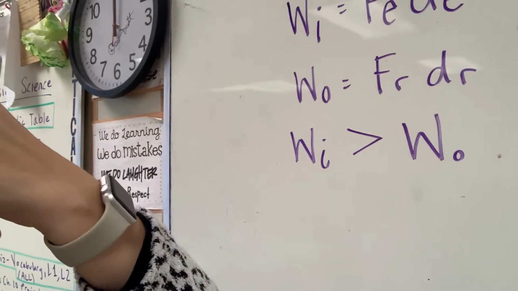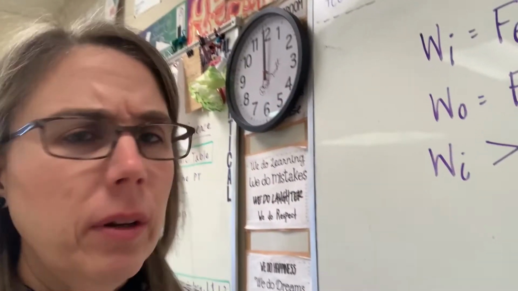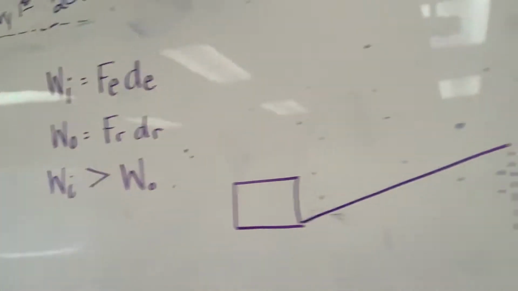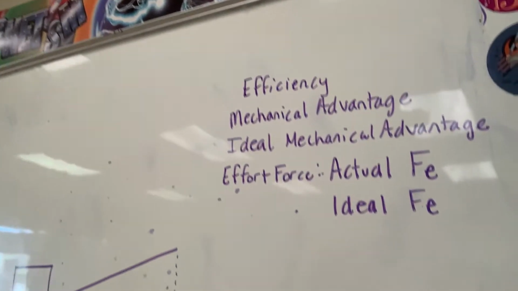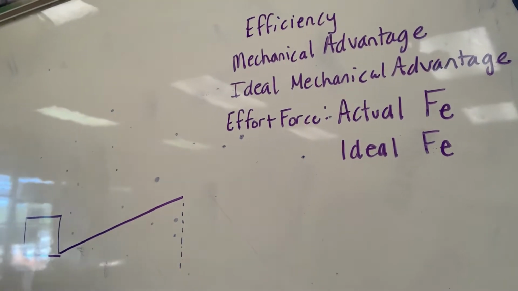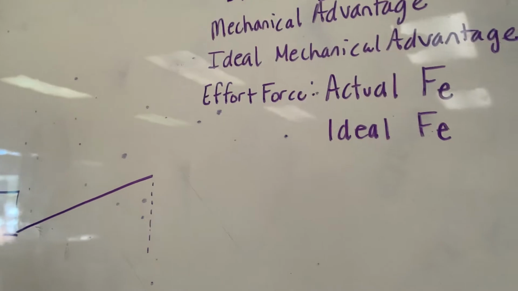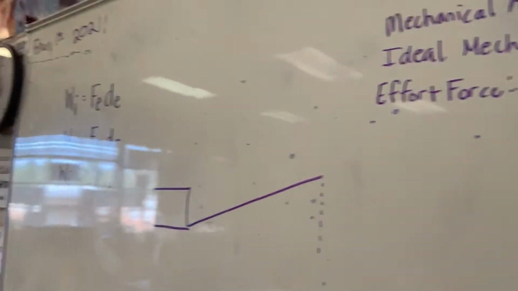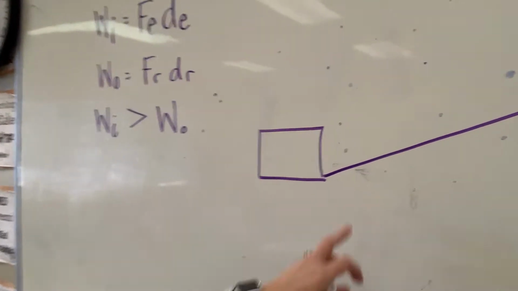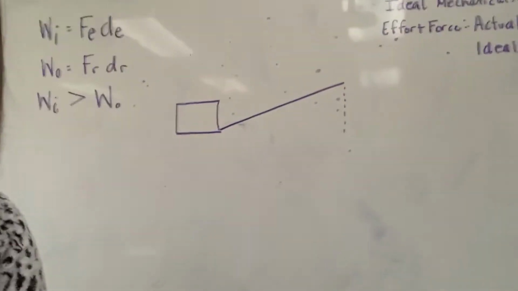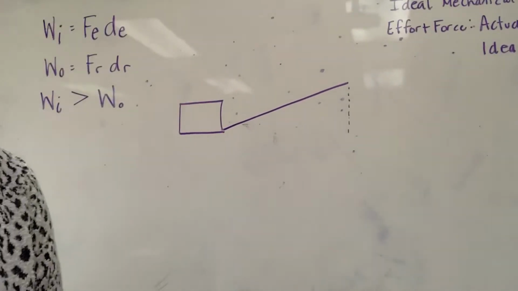And remember, you can never get out of a machine more than you put into it, so input work has to be greater than output work. So we're going to talk now about these words: efficiency, mechanical advantage, ideal mechanical advantage, actual effort force, and ideal effort force. I'm going to talk to you about what they are using an incline plane or a ramp, okay?